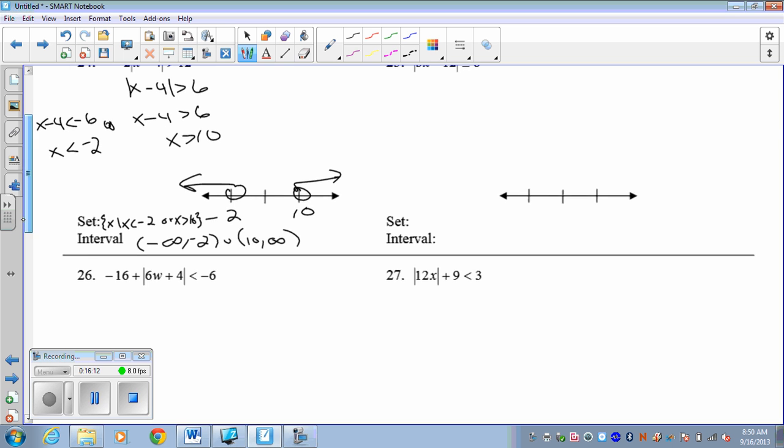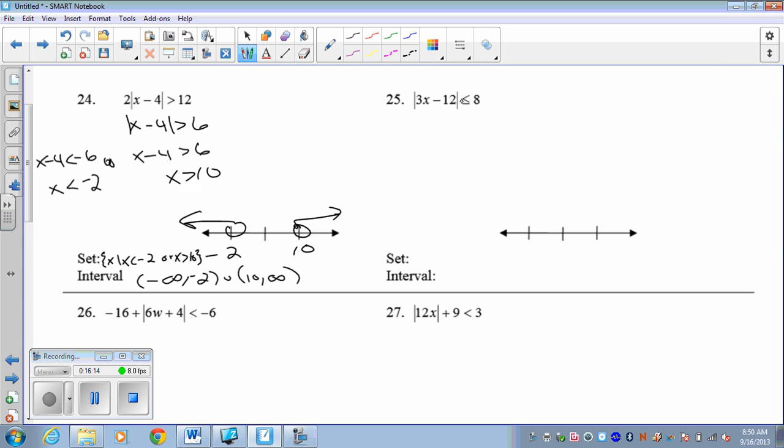Over here, less than or equal to. Less than, I'll automatically know it's going to turn in. Since it's less than or equal to, I'm doing closed circles. Alright, so it's already isolated, so I'm ready to separate it. But since I just have one region, this is the one situation where you can set up the compound inequality.